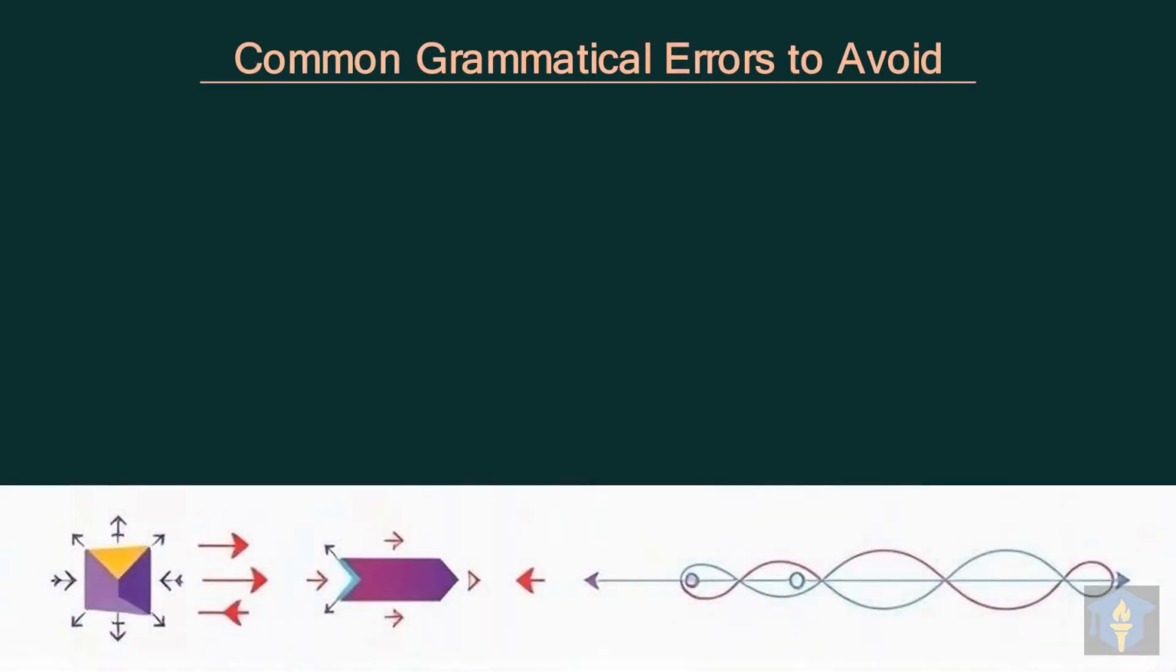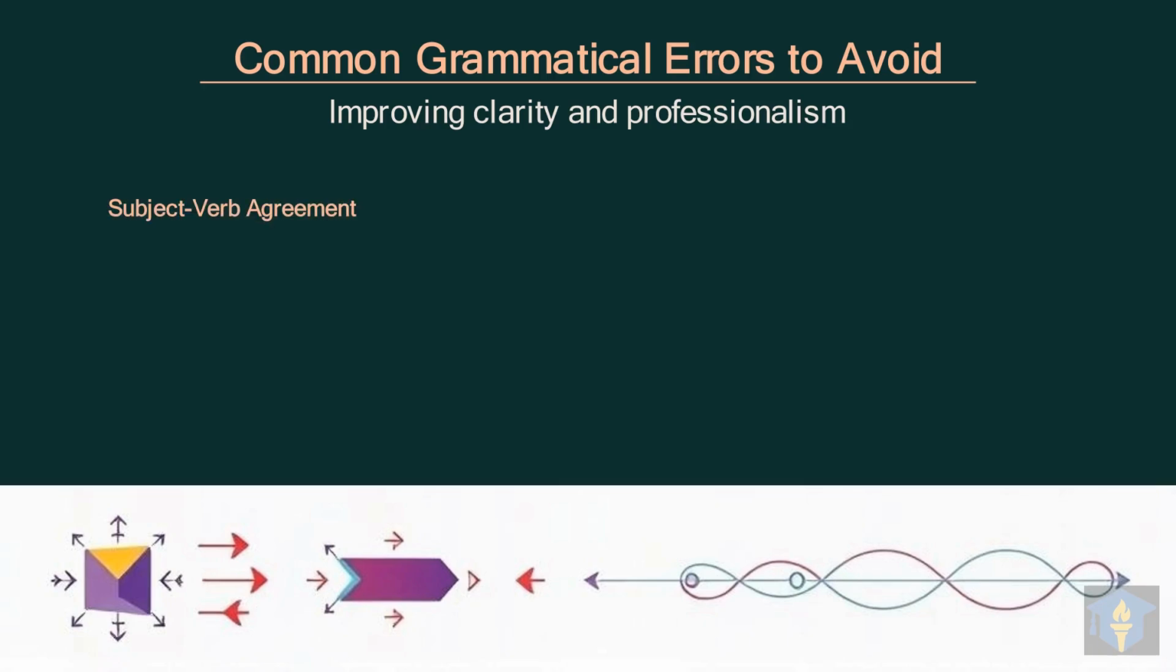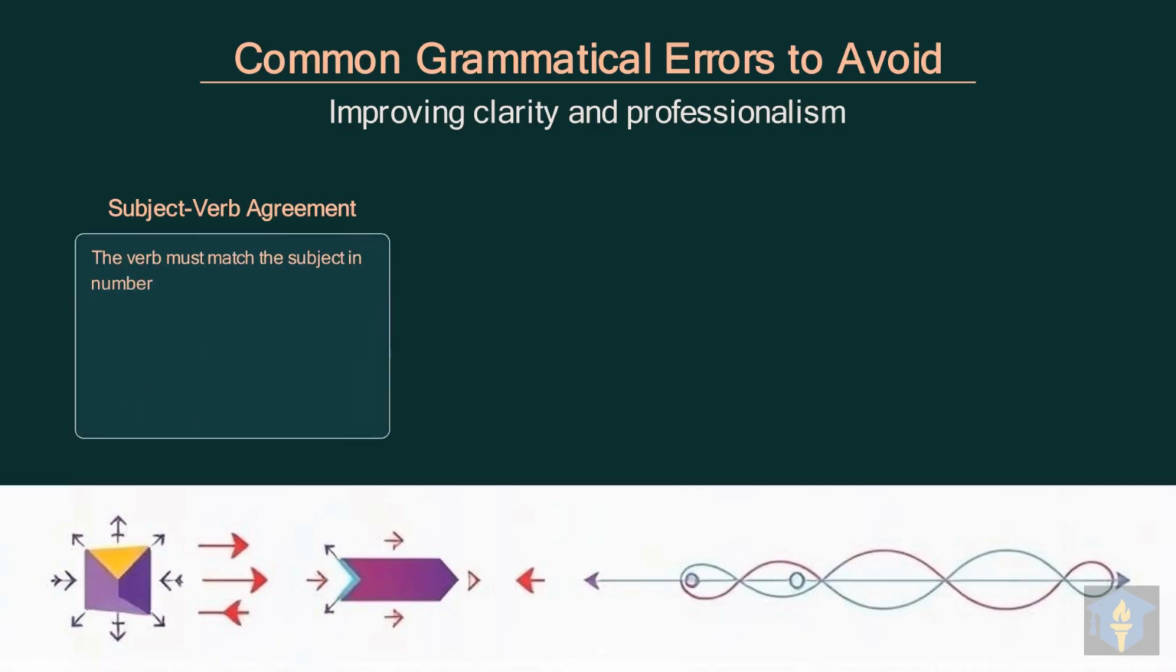Now, let's identify some common grammatical errors that you should definitely avoid in your writing. Avoiding these errors will significantly improve your clarity and professionalism in all communications. First, let's look at subject-verb agreement, which is a very common area for mistakes. Remember, the verb in a sentence must always match its subject in number, whether singular or plural.